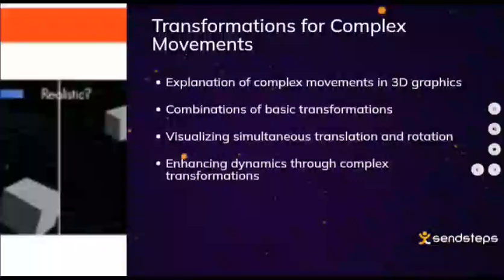Visualizing simultaneous translation and rotation. Visualizing a car moving forward while its wheels rotate is an example of simultaneous translation and rotation. Enhancing dynamics through complex transformations. Complex transformations add fluidity and realism to animations, making objects appear more lifelike and engaging.